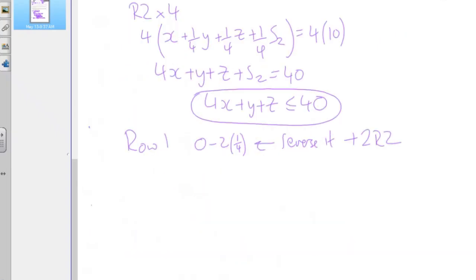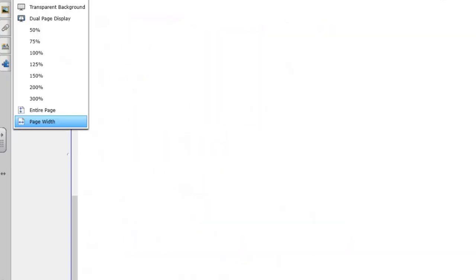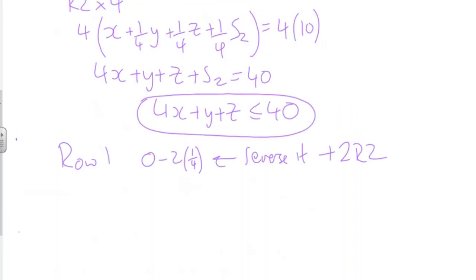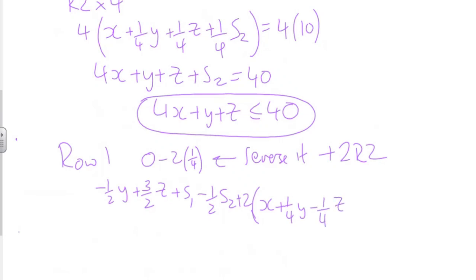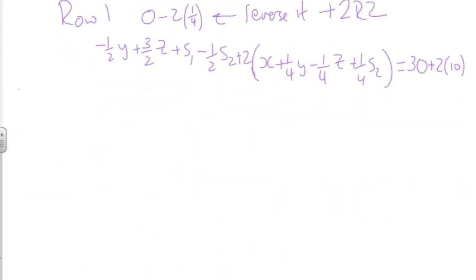Right, let's have a look then. So row 1 was minus half y plus 3 over 2z plus S1 minus a half S2. I'm going to add on two lots of the pivot row, X plus a quarter Y minus a quarter Z plus a quarter S2. That's going to equal 30 plus two lots of 10. The original value was two lots of the pivot row. Right, so let's have a look. What have we got now?